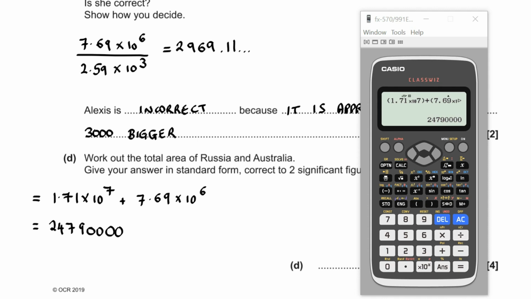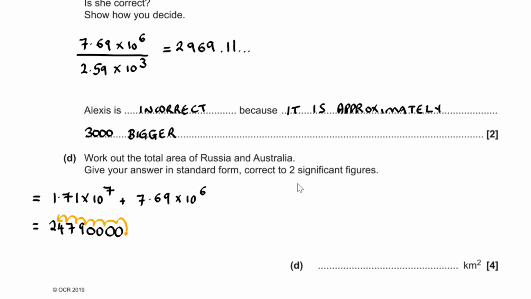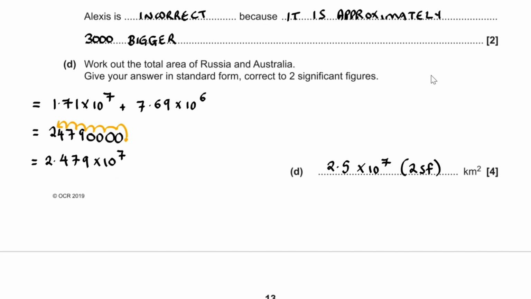So here we get 24,790,000. And if we write this in standard form, well, if we move this decimal place 1, 2, 3, 4, 5, 6, 7 places to the left, we would have 2.479 times by 10 to the power of 7. So if we write this in standard form to two significant figures, we have 2.5 times by 10 to the power of 7. And this is of course given to two significant figures.